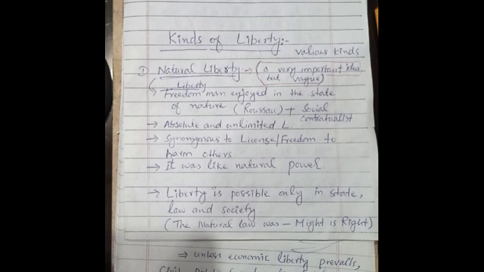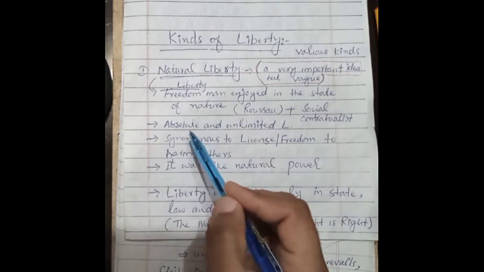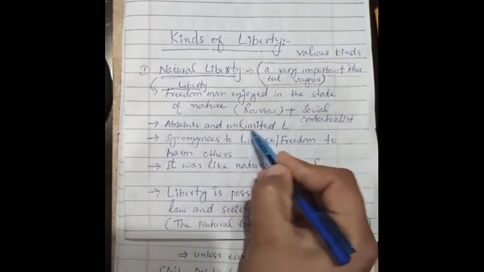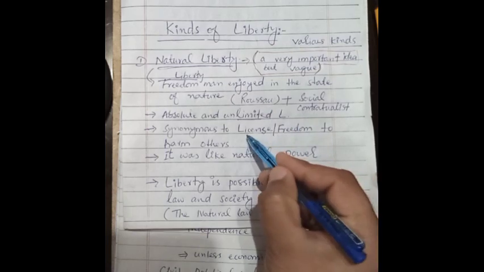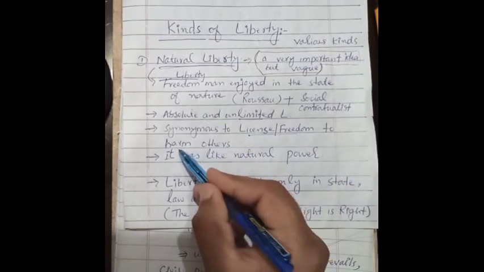तो इन कंट्रेक्चुअलिस्ट के मुताबिक वहाँ जो स्टेट ऑफ नेचर में जो लिबर्टी लोगों को हासिल थी उसे नेचुरल लिबर्टी कहा जाता है। और ये आइडिया इसलिए अहम है कि बाद में जो सिविल लिबर्टी है वो इस बुनियाद पर डेवलप हुई। तो नेचुरल लिबर्टी was absolute and unlimited liberty. It was synonymous to license or freedom to harm others.